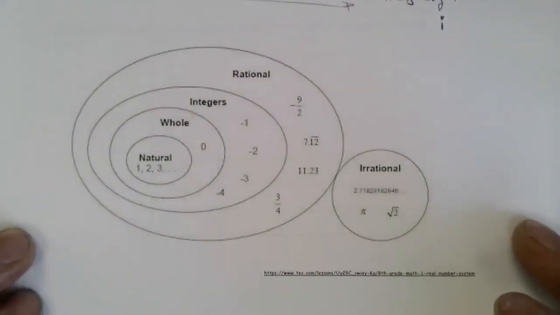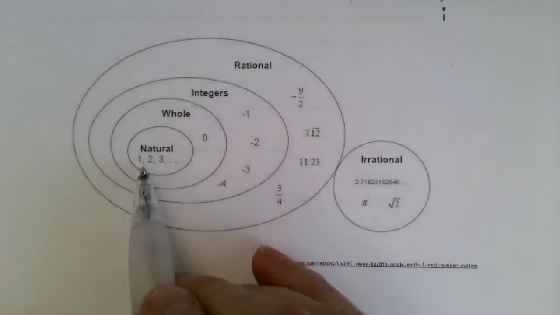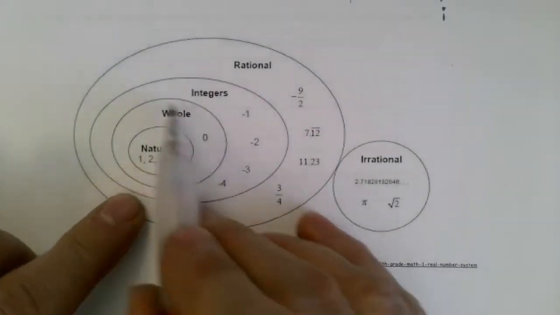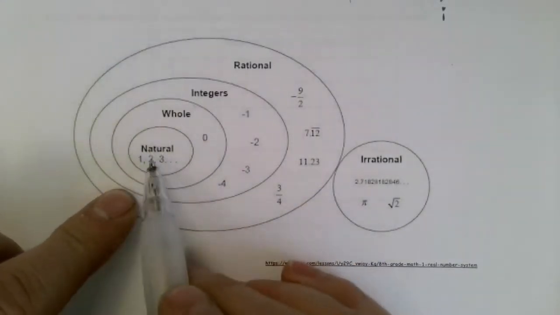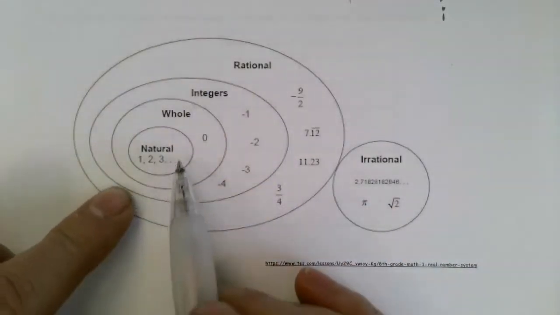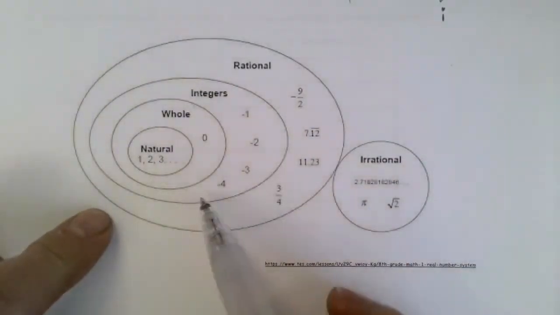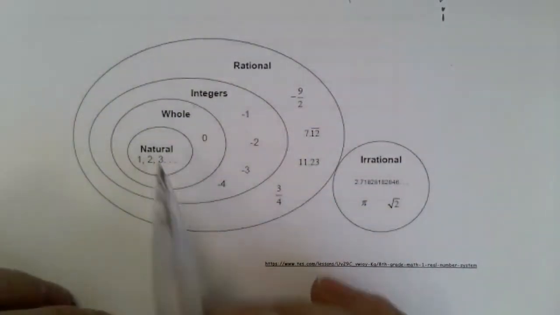And so you might have a sense of this relationship here. You've got the natural numbers, and then you get the whole numbers. The whole numbers basically include the natural numbers plus the zero. The integers include the natural numbers, the whole numbers, plus all of the negative numbers, all of the negative naturals.